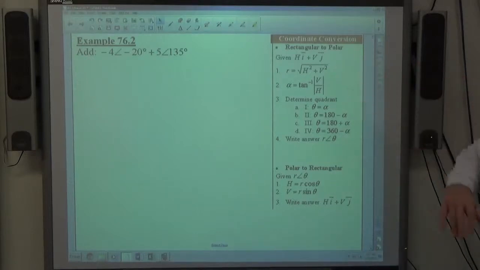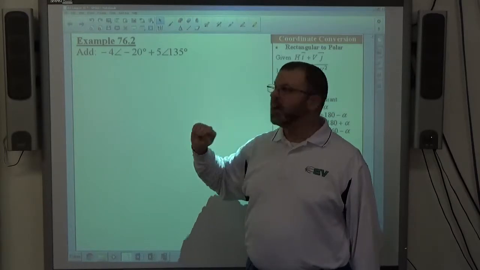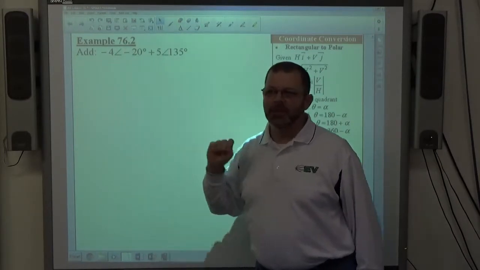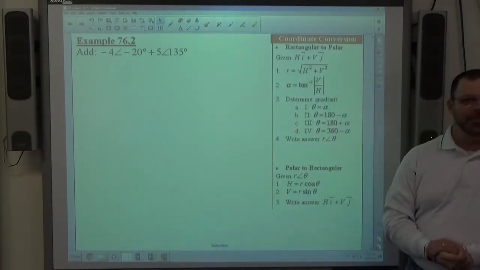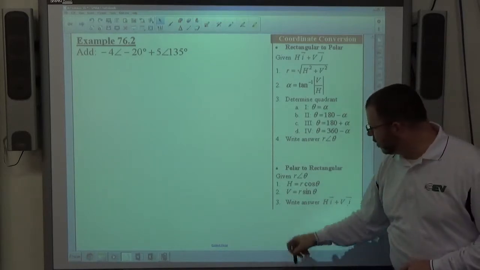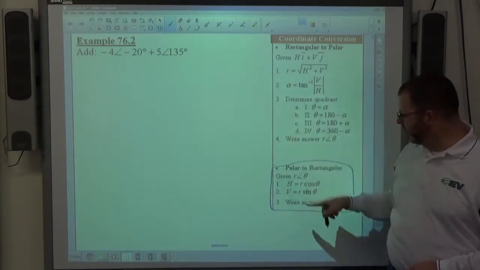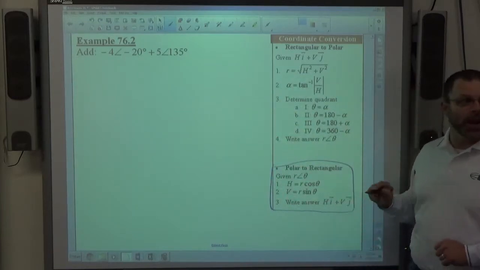Okay, today we're going to add vectors again, and we've already done this. What makes this problem different is we have a negative angle instead of a positive angle. We have a negative magnitude instead of a positive magnitude. But the technique is what it was. Okay, I'm going to change from polar to rectangular form to get both of these vectors into IJ rectangular form.